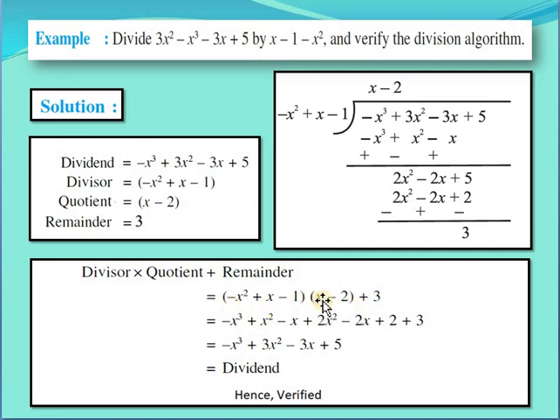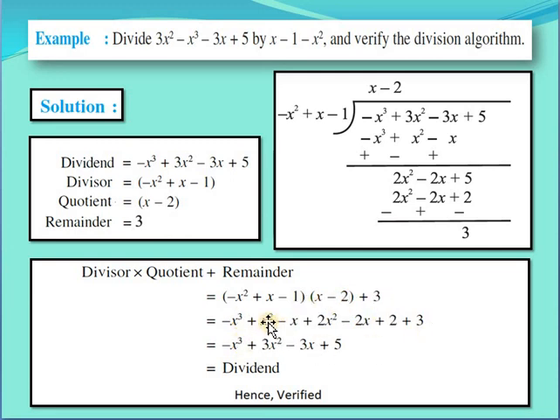You multiply it. So first, minus x square into x is minus x cube. X into x, x square. Minus 1 into x, minus x. So this x and all the three terms multiplied. Then again minus 2 into minus x square is plus 2x square. Minus 2 into x is minus 2x. Minus 2 into minus 1 is plus 2, plus 3.